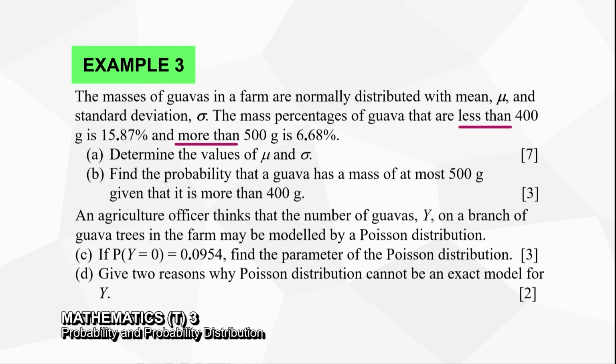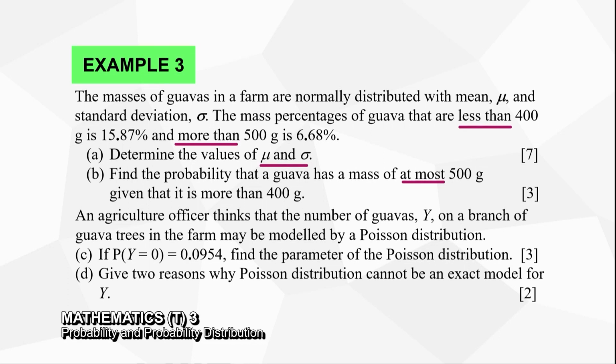And then in the next part, there is one officer, he goes and does something. Okay, so he said that the number of guavas in a branch of the tree may be modeled by a Poisson distribution. Okay, so Poisson distribution, he gives that P(Y=0) is equal to this one. Find the parameter of the Poisson distribution.